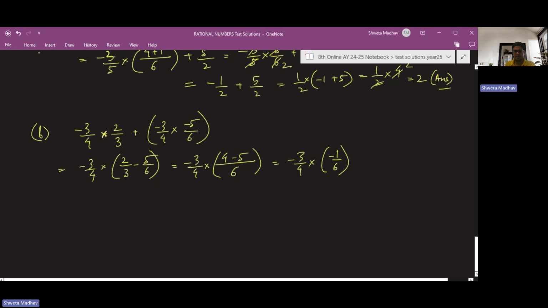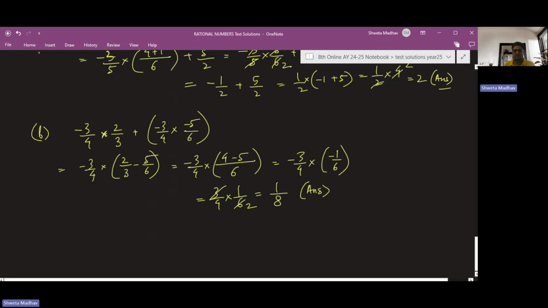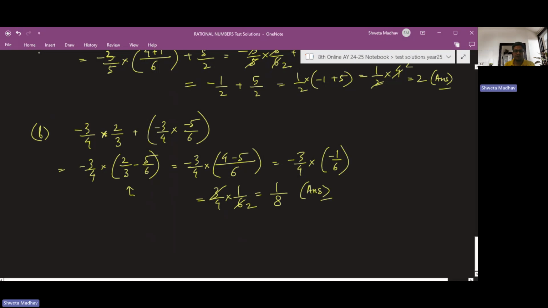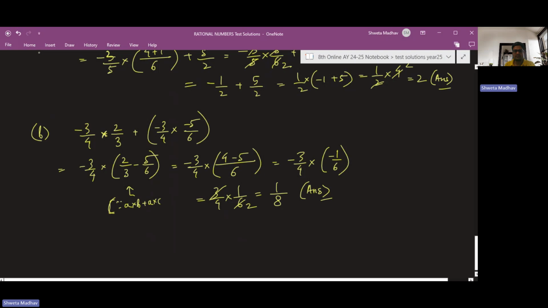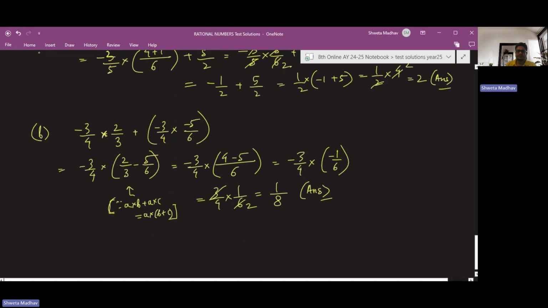Then this will be equal to 3 by 4 into 1 by 6. This will be equal to, 3 2s are 6. So this is equal to 1 by 8. So hence 1 by 8 is the answer. So here also, as you can see, we have applied the distributive property only. Here also we can say that since we know that A into B plus A into C is equal to A into (B plus C), that also we can write.